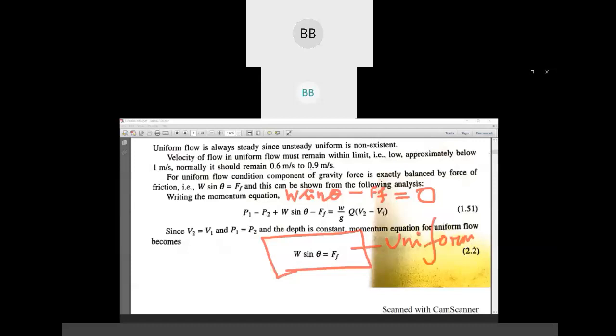See, this equation is applicable to any case of open channel flow, whether uniform or non-uniform. But this one is only for uniform flow: W sine theta is equal to friction factor.